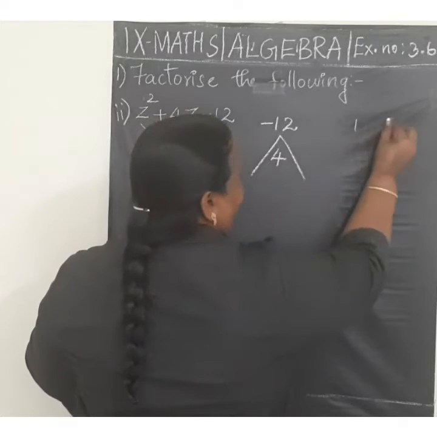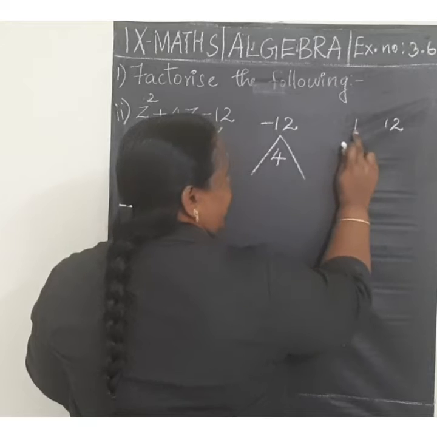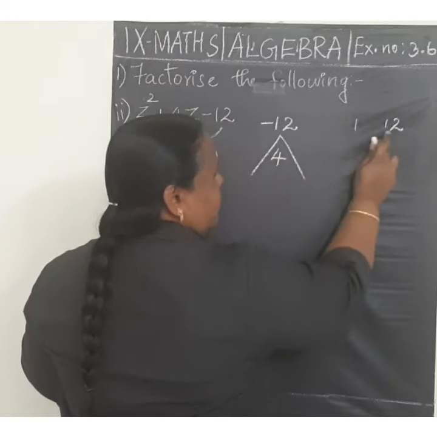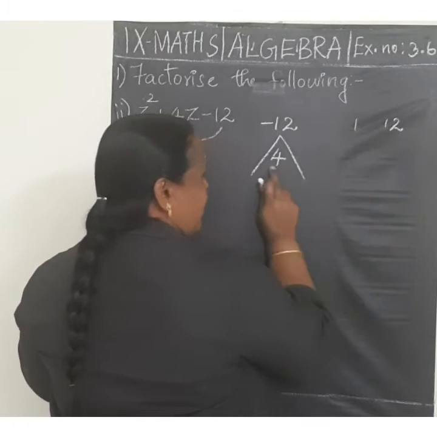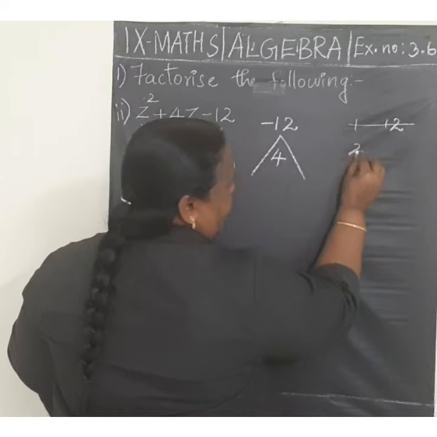So if we take 1 and 12, if we multiply this one, we'll be getting 12. But if we add this one, 12 plus 1 is 13, we are not getting this 4. So 12 minus 1 is 11, we are not getting 4. So we can't use this 1 and 12.